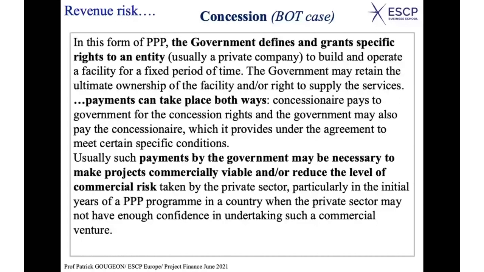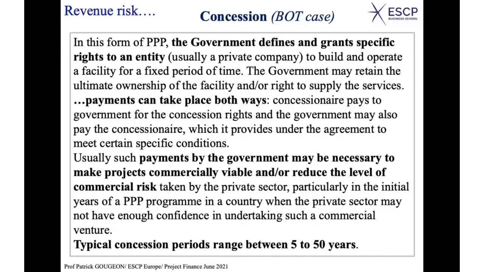Typical concession periods range between 5 and 50 years. It's a very large range, but it depends on the type of project. And you can use it for many types of public infrastructures. I mentioned the case of roads, airports; it can be power plants, it can be jails, prisons. The British have done this a lot. The private entity would build prisons and so on, and they might operate them in the future. Any public facility can be developed in this way.